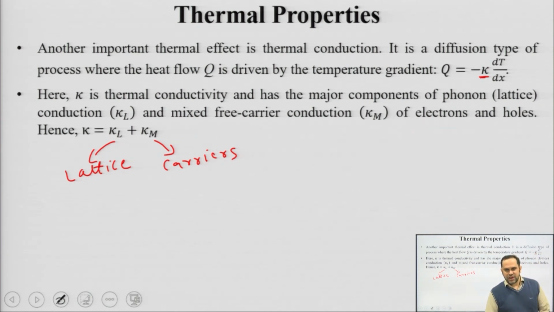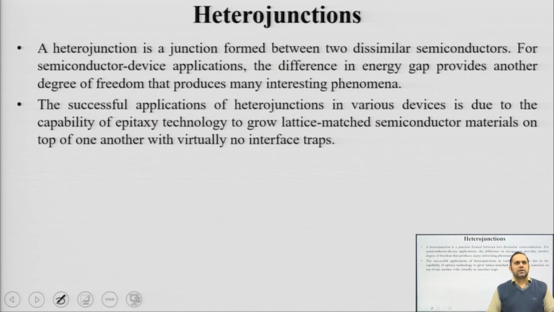So, these are your set of properties. You can have phonon properties, optical properties and thermal properties. Knowledge of these properties basically tells you how the eventual performance of the device in which you are using this semiconductor might be like, okay. So, now let us move forward and see what happens when you join two dissimilar semiconductors, okay.